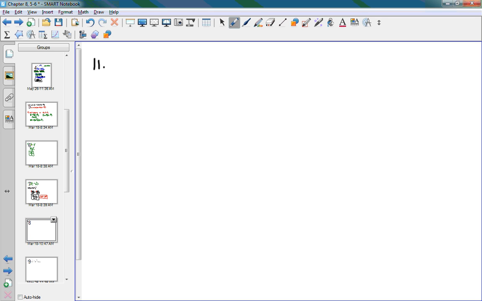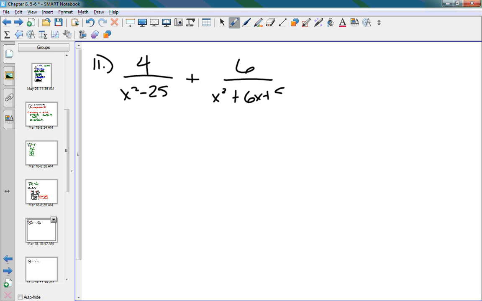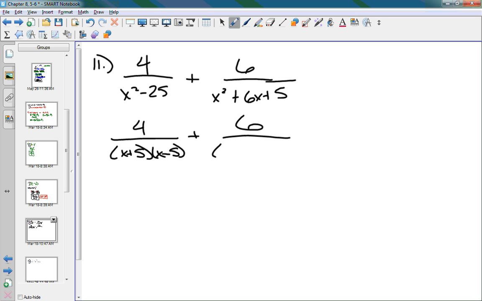Let's do 11. 4 over x squared minus 25 plus 6 over x squared plus 6x plus 5. What do I do first? Run your LCD. I need to factor that to two binomials. So that's going to be 4 over x plus 5, x minus 5, plus 6 over x plus 1, x plus 5. Do we all agree?